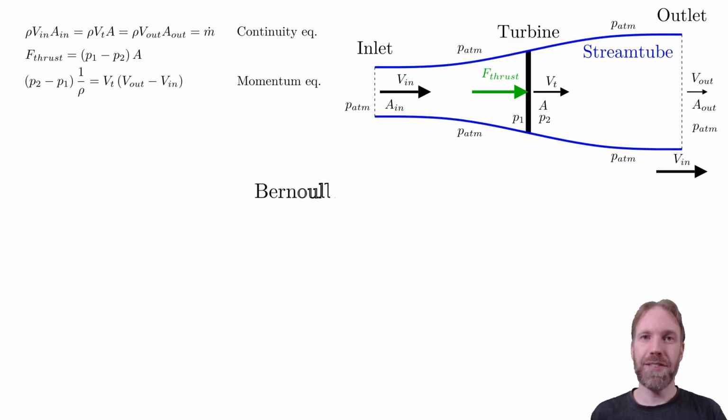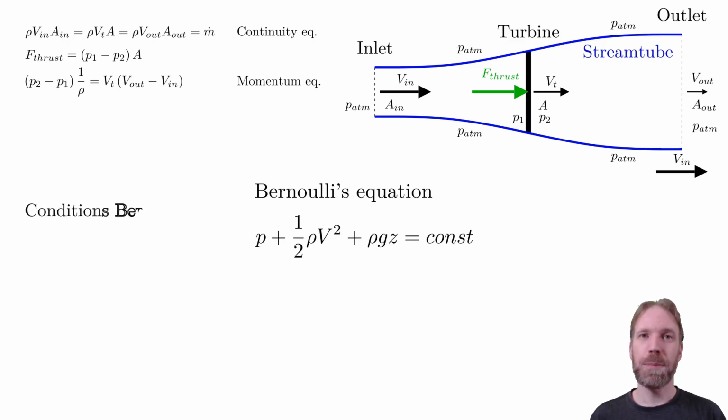The third equation we need is Bernoulli's equation. This equation is used to compare points in the flow domain. Compared to the previous two equations, which always are true, there are several conditions that must be met for Bernoulli to be valid. The first is inviscid flow. This is true since we neglect all losses.